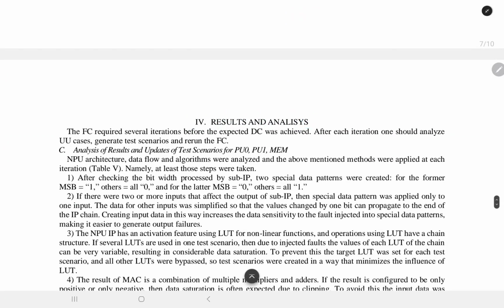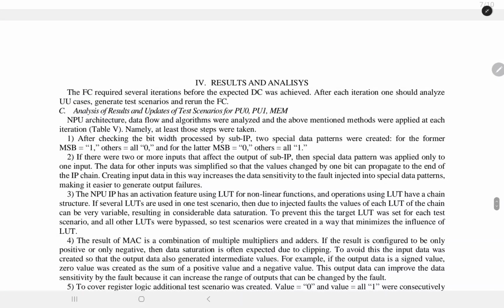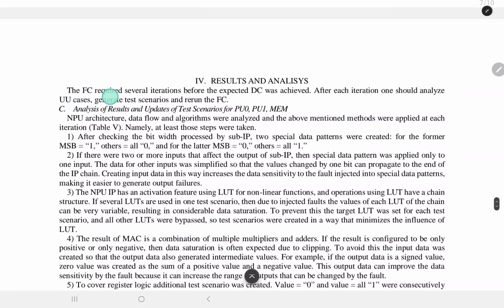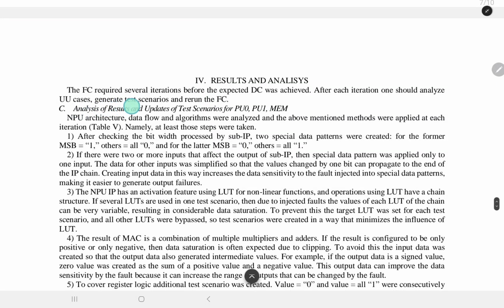Section 4, the result and analysis. The fault campaign required several iterations before the expected diagnostic coverage was achieved. After each iteration, one should analyze the UU cases, generate test scenarios, and rerun the functional safety fault campaign. The analysis of results and update of the test scenarios for the PU0, PU1, and MEM. The NPU architecture, data flow, and the algorithms were analyzed, and the above-mentioned modes were supplied to the iteration in table 5. Namely, at least these steps were taken.